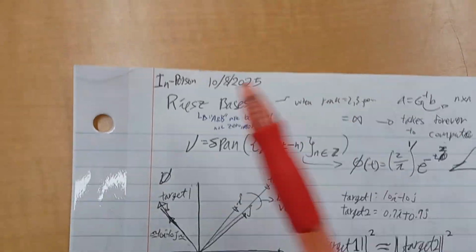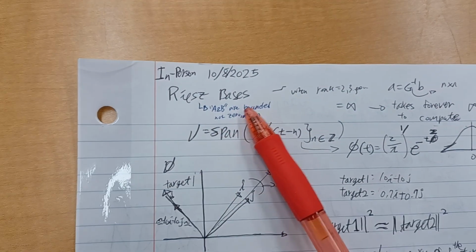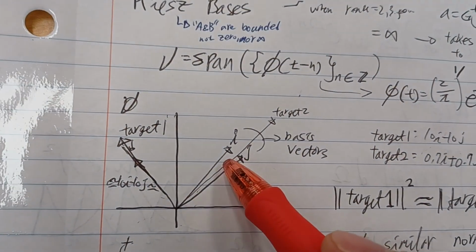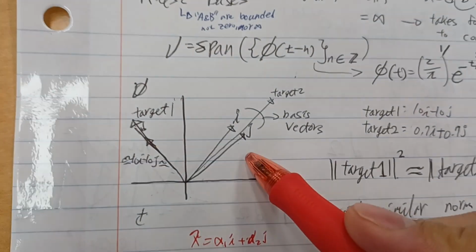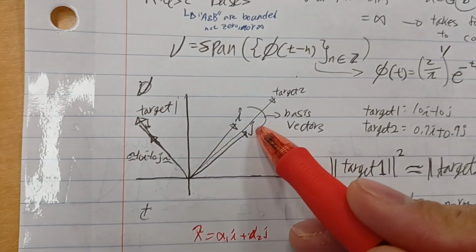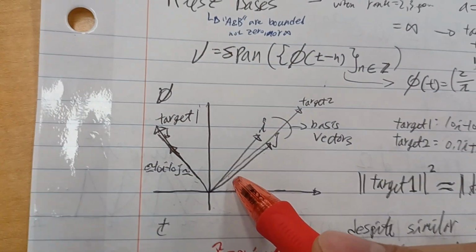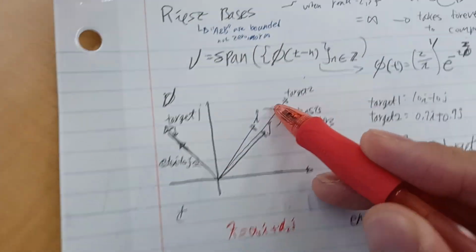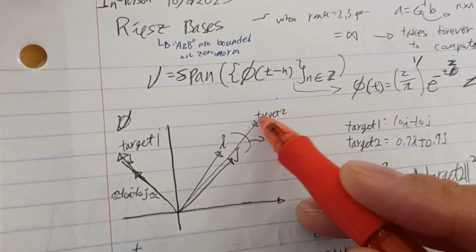Okay, this is Riesz basis. So if you have two basis vectors that are not orthonormal, like i and j, and they're really close, and you want to approximate this vector in between, this is pretty easy.